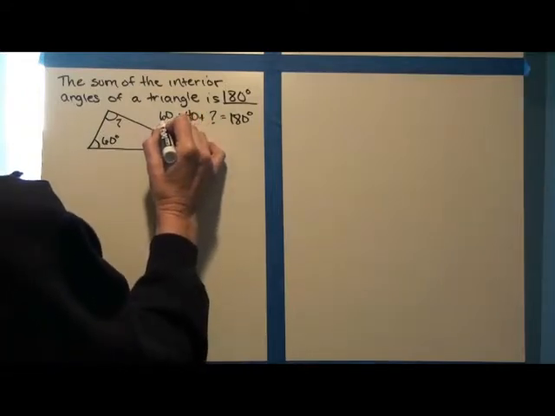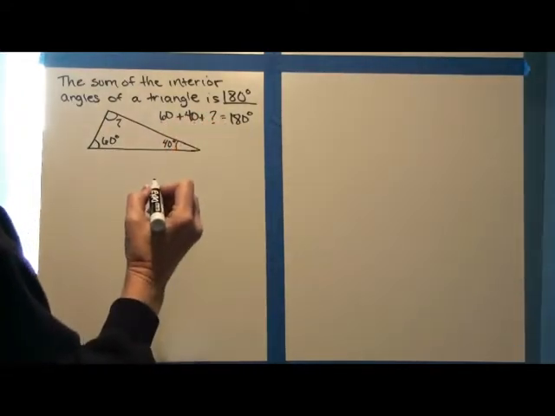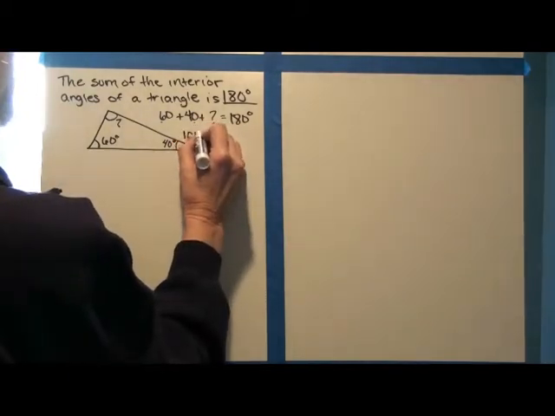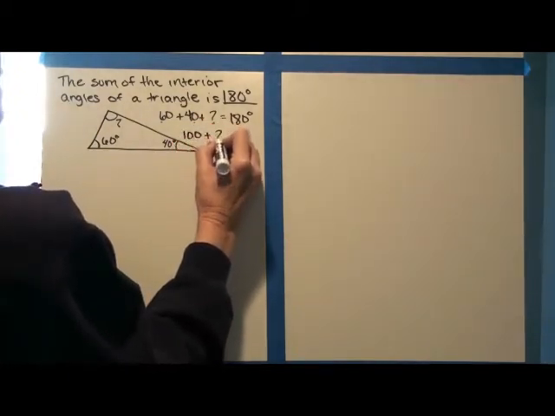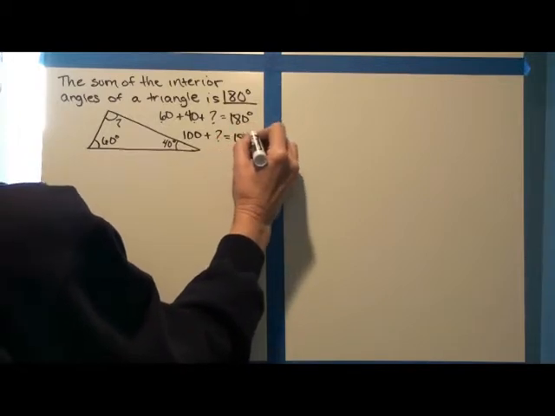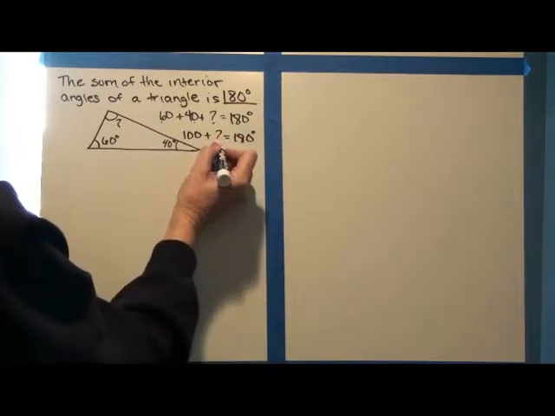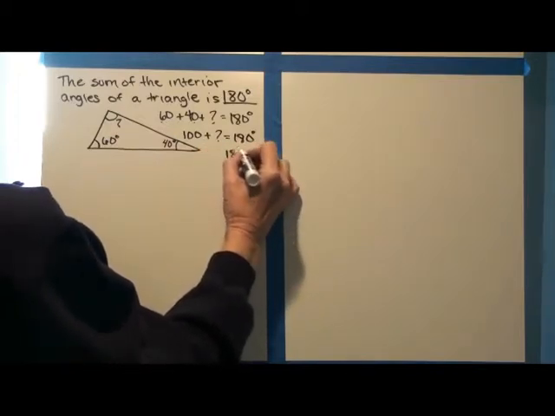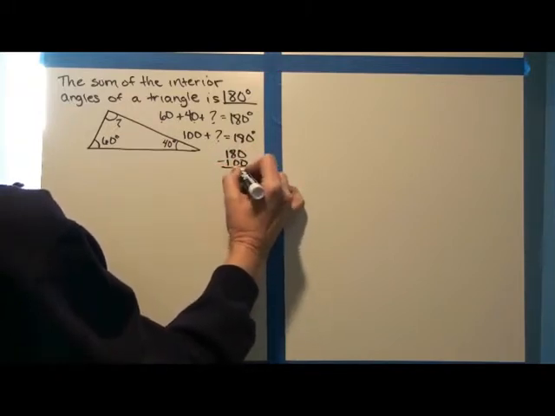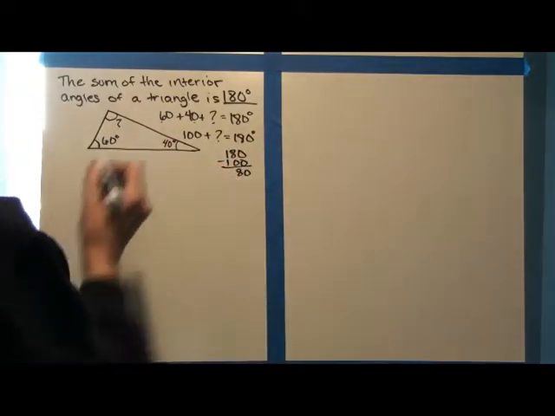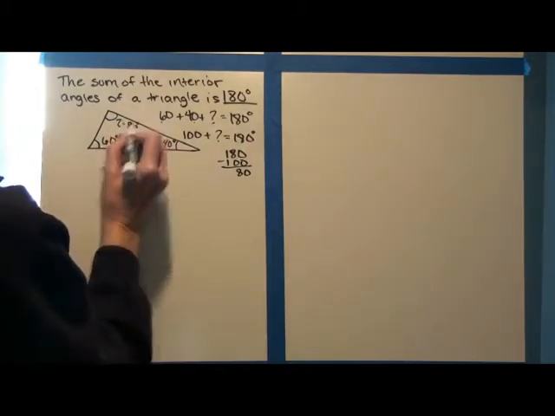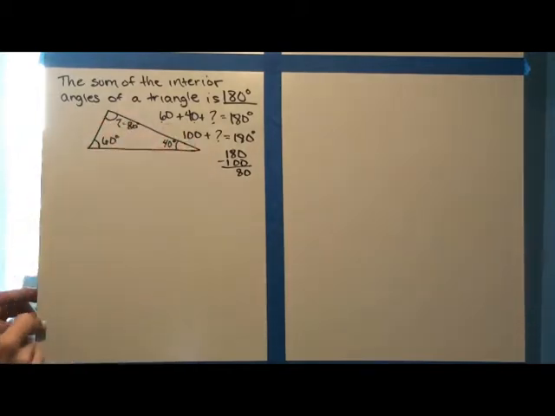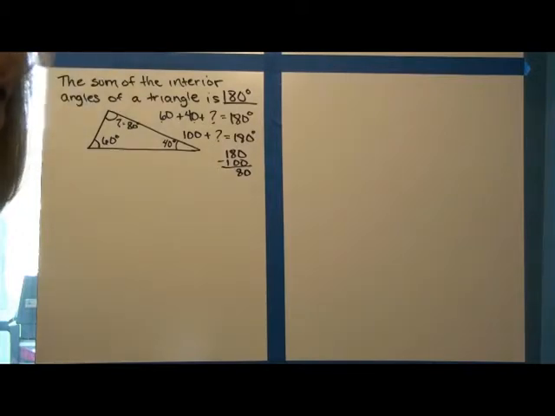Well, I already have used up 60 plus 40. So 60 plus 40 is 100. 100 plus the missing angle still needs to give me 180. So the missing angle needs to be how much? We can get that by doing a little subtraction in your head or on your paper. We find out the missing angle needs to be 80 degrees so that the inside of my triangle adds up to 180 degrees. That's the first fact about triangles we want to make sure that everybody has down.